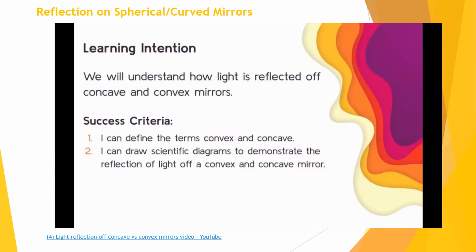The learning intention for this lesson is that you will understand how light is reflected off concave and convex mirrors, and the success criteria is that you will be able to define the terms convex and concave and draw scientific diagrams to demonstrate the reflection of light off a convex and a concave mirror.